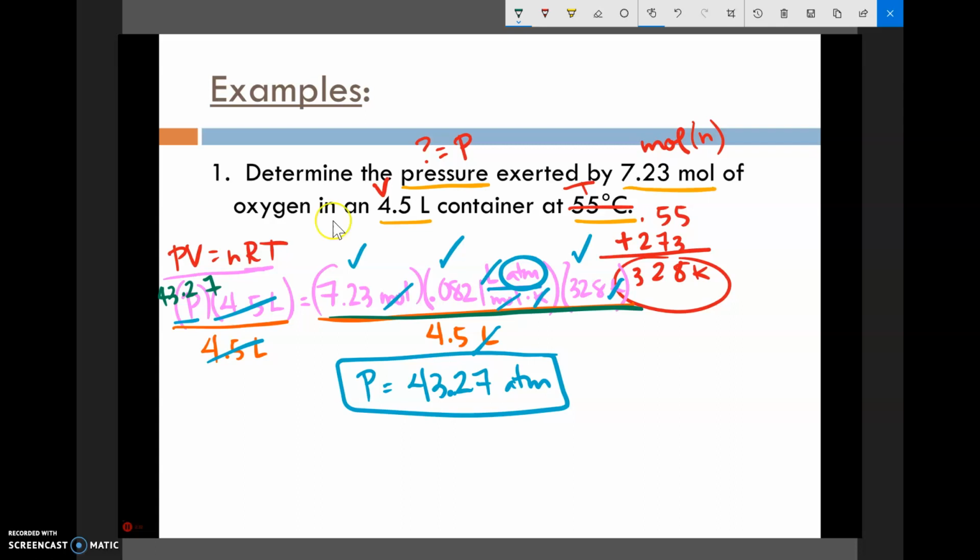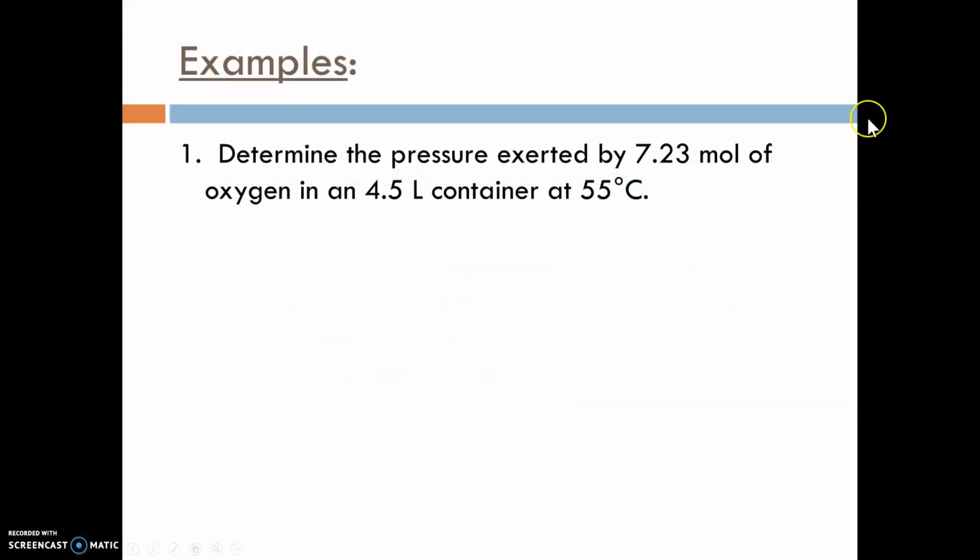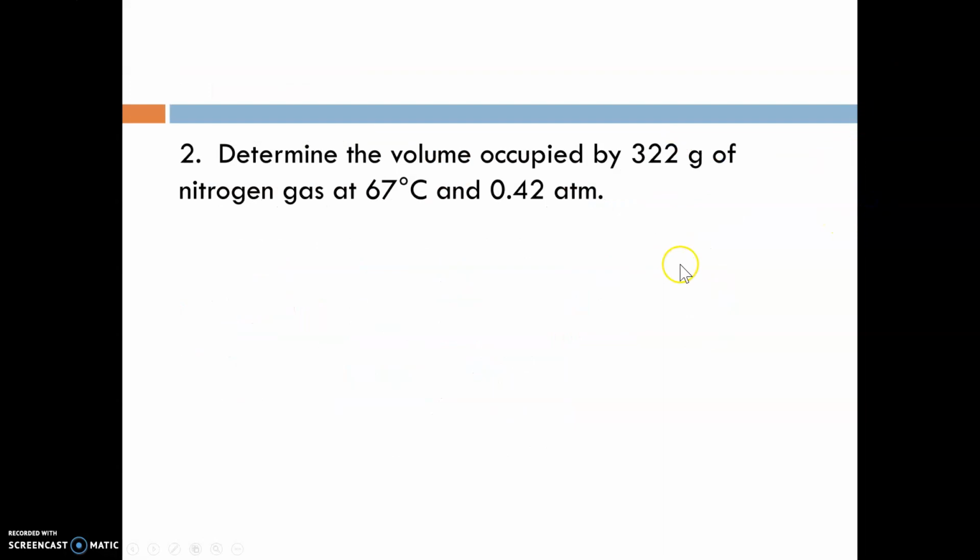Okay, let's do another example. This is, by the way, my favorite gas law, just because it uses a variety. You've got the pressure, the volume, moles, temperature. So I think it's a fun gas law. Okay, let's do number 2.